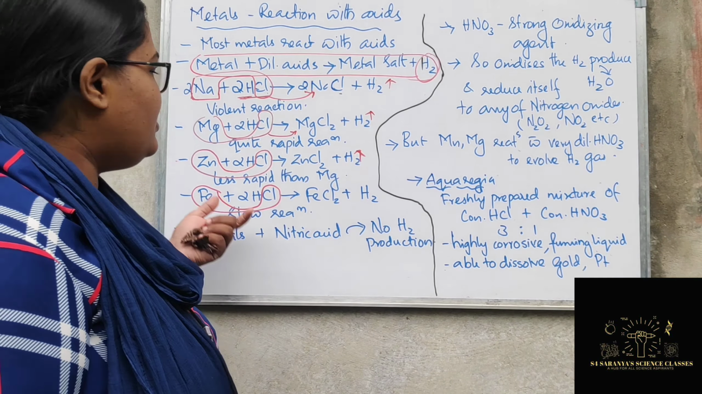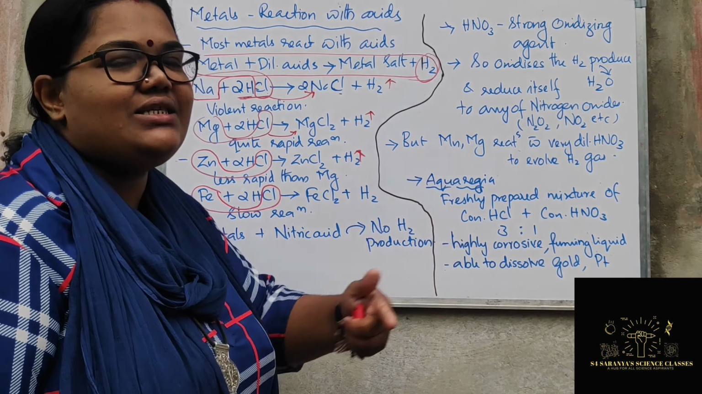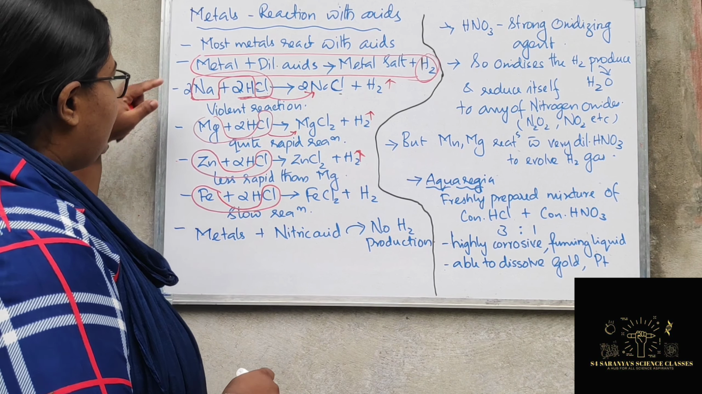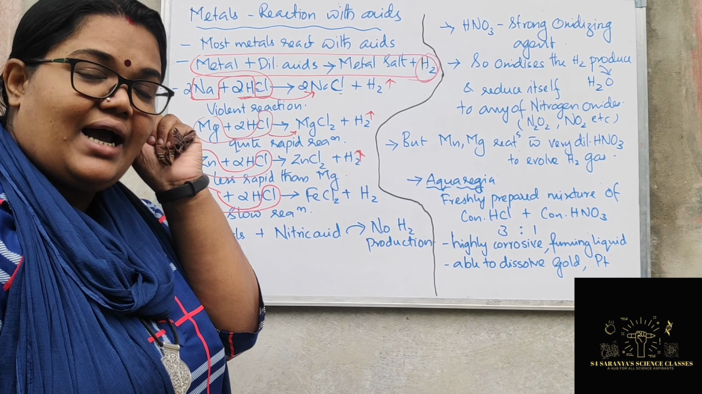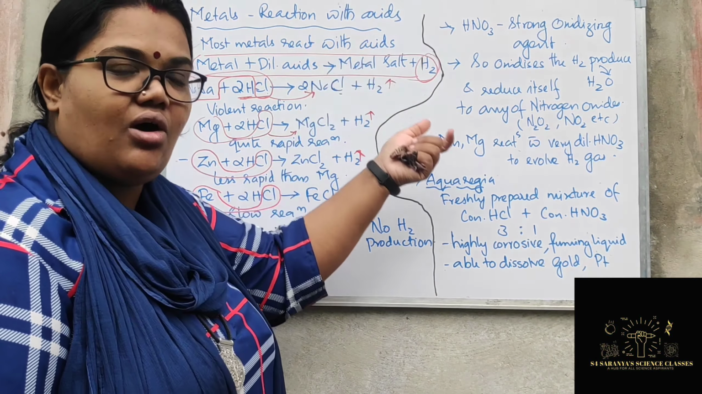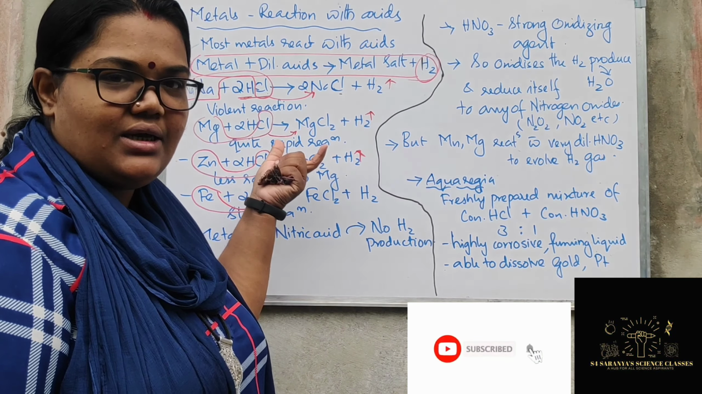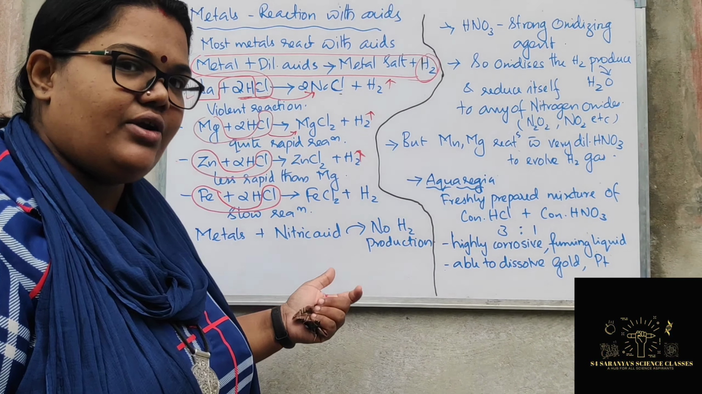How can I understand this reactivity? There is a reactivity series. In the next topic we are going to learn that. So here you can see these are the reactions. Which acid you are taking determines the metal salts formed, which will vary. If you are taking dilute hydrochloric acid, then you will get chlorides: sodium chloride, magnesium chloride, zinc chloride, iron chloride, like that.